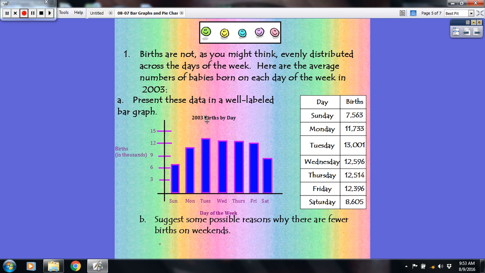Probably we should have said average births by day. That would probably clarify this graph a little bit more. But we used this table over here, and that's what we produced. Hopefully you're able to produce something very similar to that.